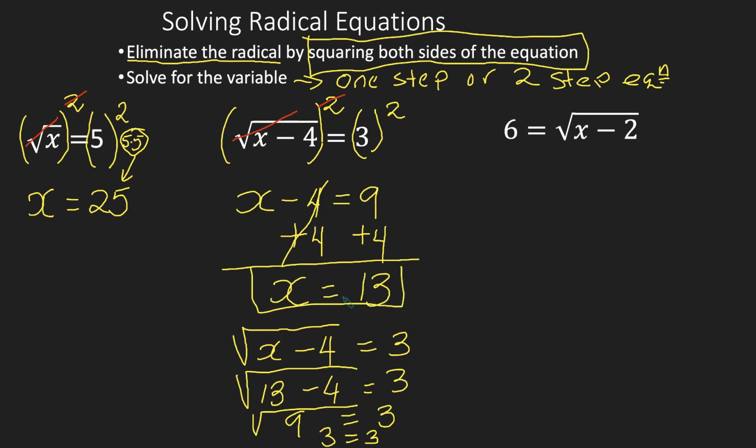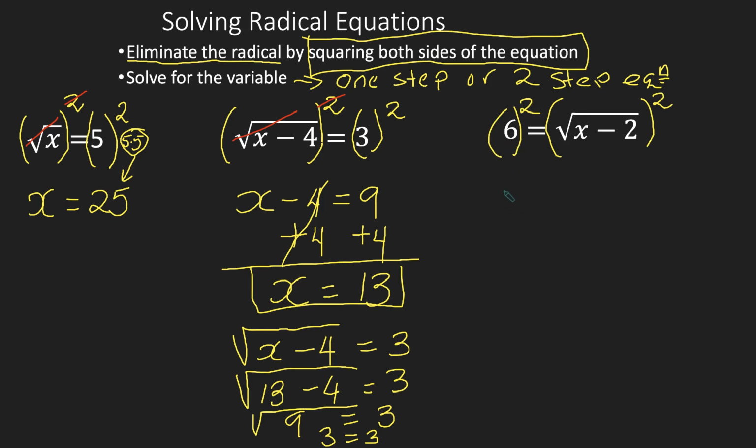So my answer of x equals 13 is correct. For you guys, you're going to have it simple, and as long as you do the arithmetic correctly, you should have no problem. Let's look at this problem here. I have 6 equals the square root of x minus 2. So I want to solve for x, so I need to get rid of the square root. So let that word help you, square root. So I'm going to have to square both sides.